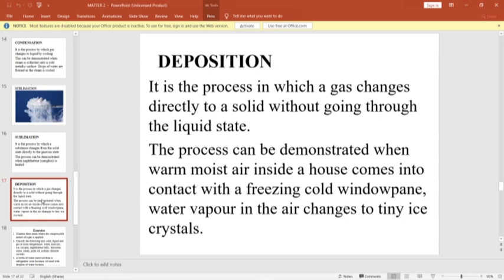The process can be demonstrated when warm, moist air inside a house comes into contact with a freezing cold window pane, and water vapor in the air changes to tiny ice crystals. Now this example is not common with us here because our climate is very hot. It is very common in cold climates, when you go to America, UK, where they have freezing temperatures. This is an example of deposition or reverse sublimation.